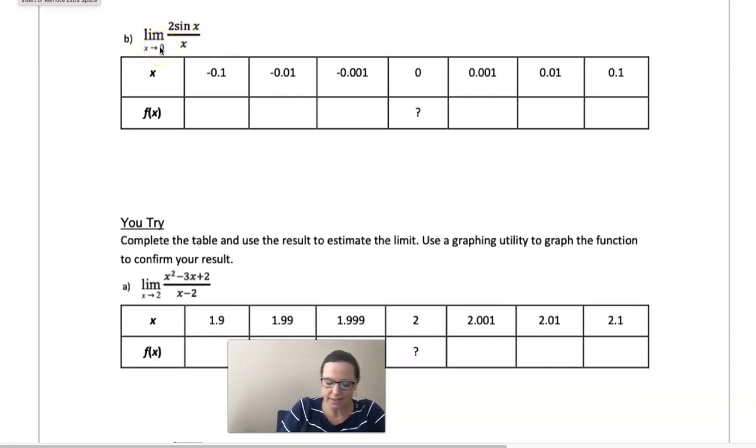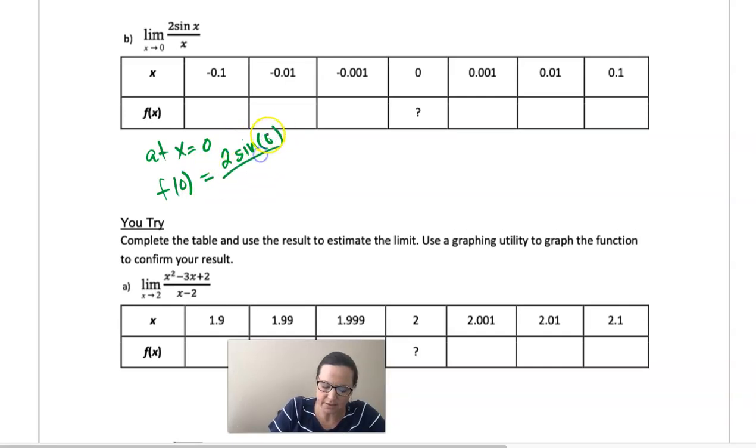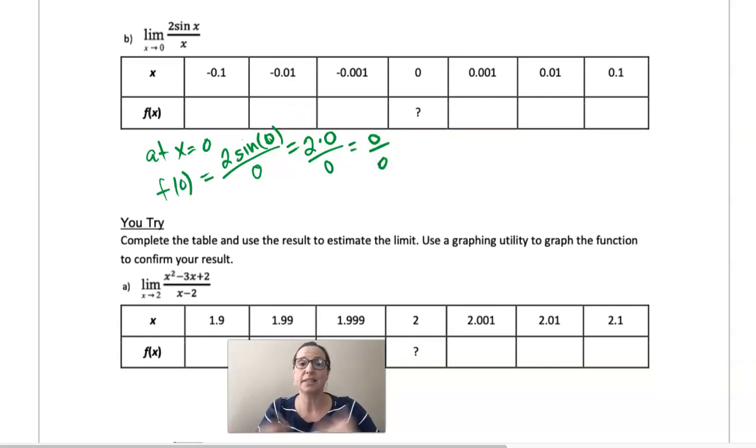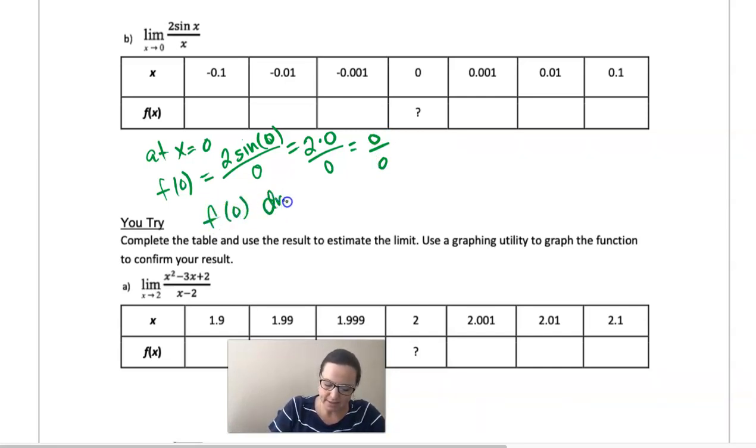So again, I like to see what's happening at x equals 0. I like to do the algebra view just to see if the function even exists there. In this case, I would be doing 2 times the sine of 0, divided by 0. From your trig, hopefully you can remember that the sine of 0 is also 0. So this would just be 2 times 0 over 0, which leaves us with 0 over 0, something that is undefined or indeterminate. So f of 0 does not exist.